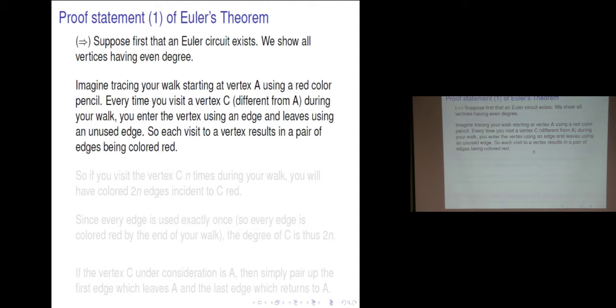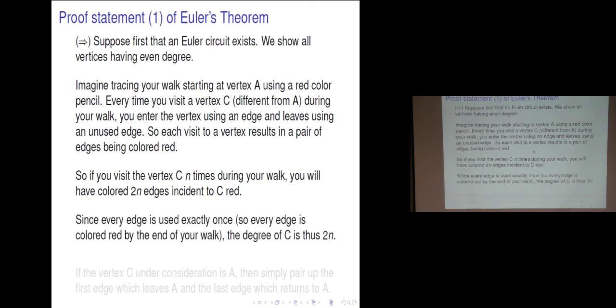So each visit to a vertex results in a pair of edges being colored red, right? So this is a long way of saying what goes in must go out, right? So you can pair them, the edge you enter and the edge you leave, okay? Now, if you visit vertex C n times during your walk, you will have colored 2n edges incident to C red, right? Okay, since every edge is used exactly once, the degree of C is 2n.